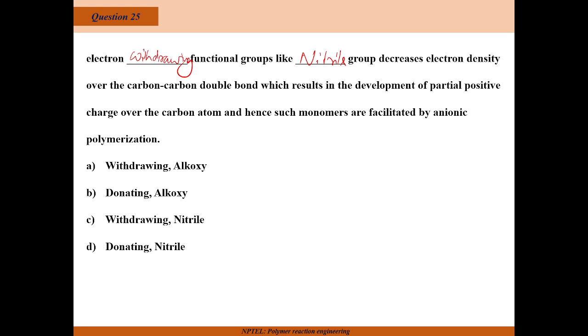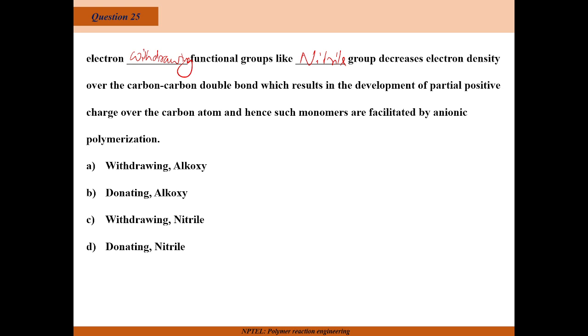It's a donor, it will definitely donate its electron, so that will contribute to a higher electron density. So it is withdrawing, correct. In the cationic case, for polymerization to occur you should have an electron donating functional group. But for anionic polymerization, an electron withdrawing functional group is correct. Yes, whether the nitrile group is electron withdrawing.